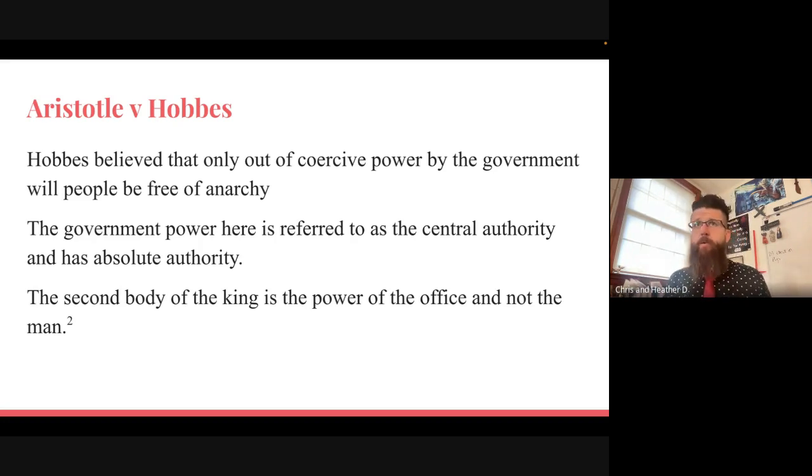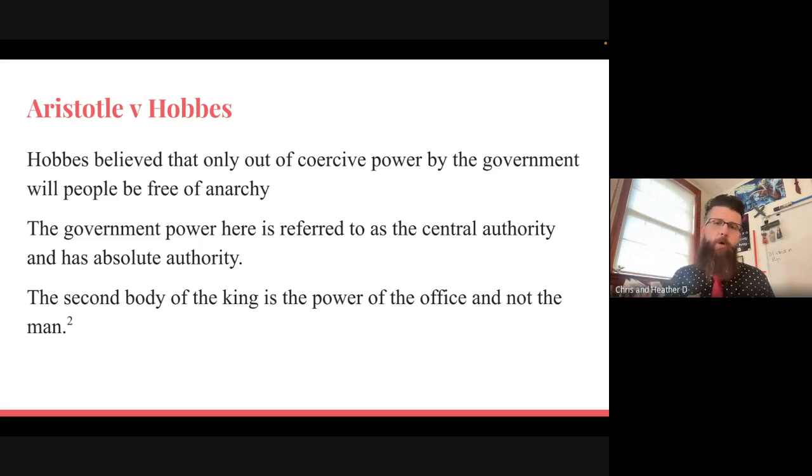This authority was placed in the hands of what was known as the second body of the king, and that's the power of the office and not of the man. So you might have the individual who dies, but that power still stays within the body of which that king or that monarch is embodying.